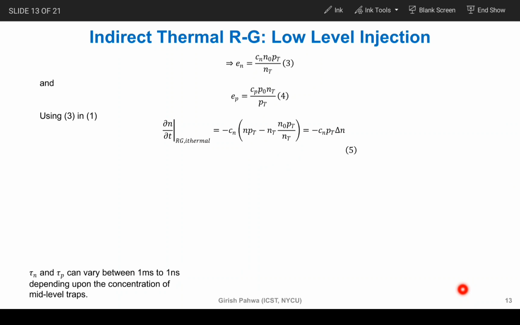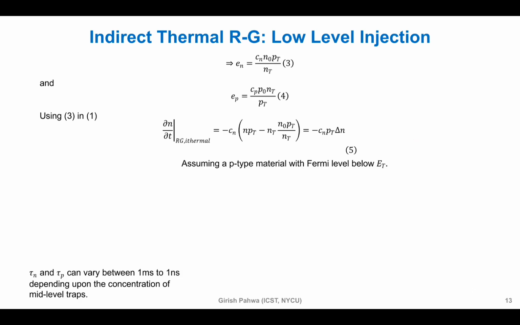Now let's assume that I have a p-type material. In the p-type material I have a large concentration of holes and electrons will be in the minority. I will always be talking about the minority. I'm talking about del N by del T. So what will be the material for which the concentration of electrons is the minority? It will be p-type material. Okay, so let me assume a p-type material.